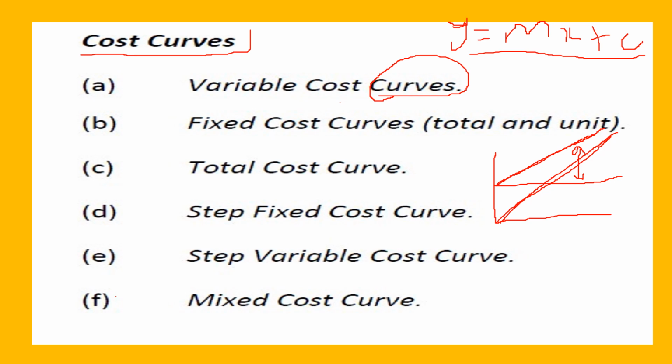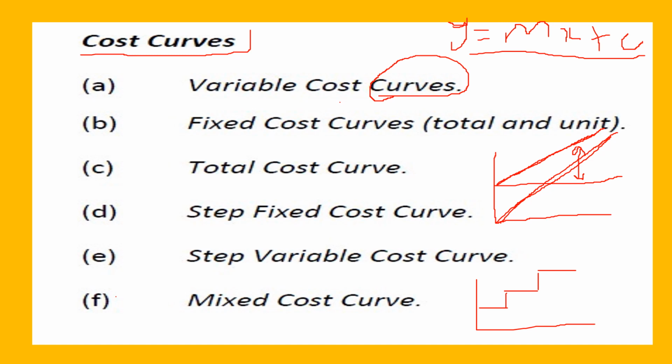Step fixed costs, it's fixed for a short amount of units and then it increases. And you get another set of units, it's fixed again for this amount of units and then it goes up. And the pattern continues.